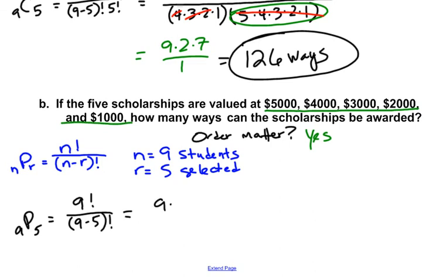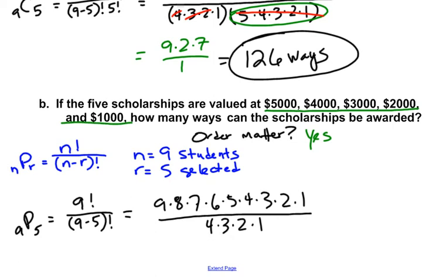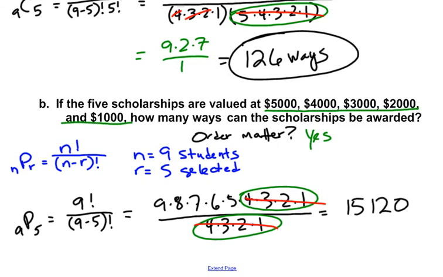And we look at this, again, as 9, 8, 7, 6, 5, 4, 3, 2, and 1. We're going to divide that by 9 minus 5 factorial, which is 4 times 3, 2, and 1. Well, you can probably get the drift by now. 4, 3, 2, 1, and 4, 3, 2, 1 are going to cancel. So we're left with 9 times 8 times 7 times 6 and times 5. So as we multiply those out, we get 15,120 ways.